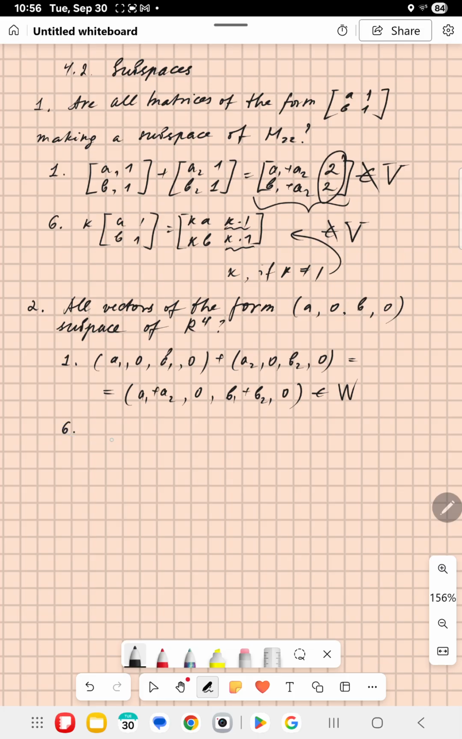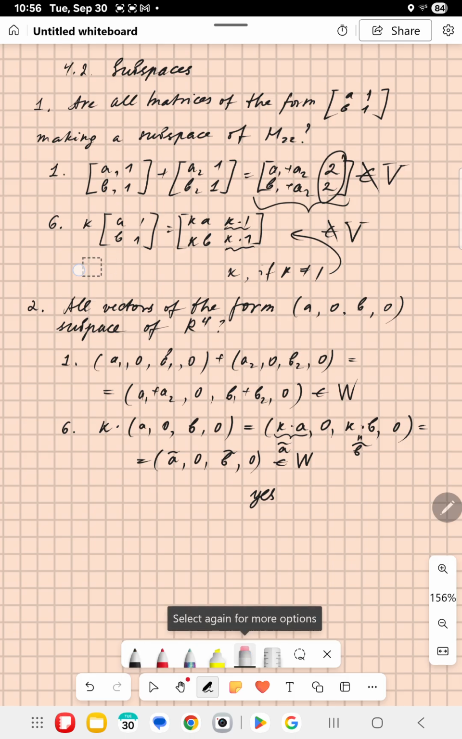Closure under multiplication by a scalar k: k times [a, 0, b, 0]. We multiplied by a scalar again. k times a, k times 0 is 0, k times b, and again 0. You see that the vector which we get as a result has a new number a, which I'm going to put a tilde on, and a new number b. So we have [a tilde, 0, b tilde, 0], which also belongs to the same subspace, so same shape. So this is going to be a vector space. So here, yes. And the previous example, no.